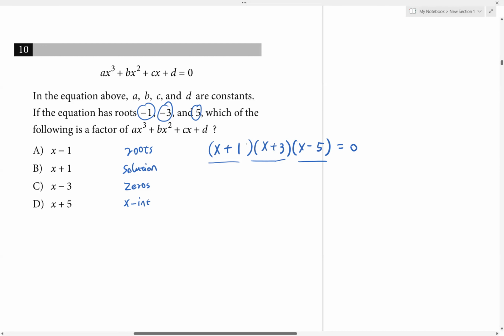If we look through the answer choices, the only one that matches one of them is letter B, which is x plus 1. So that should be our final answer here for number 10. You just want to keep in mind the roots, the solutions, zeros, and x-intercepts: we can put them in factor form and the sign will change. A positive becomes a minus, and a negative becomes a plus.